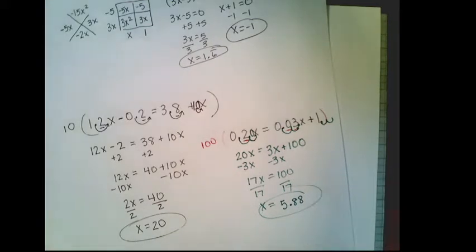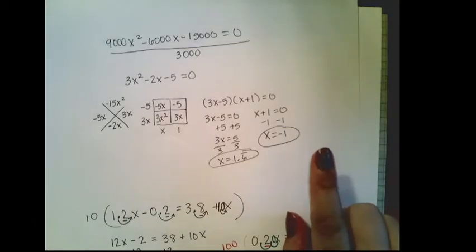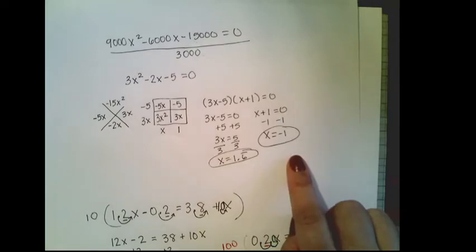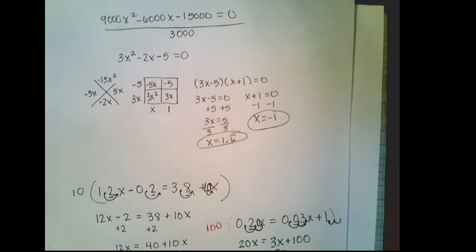So I do have a couple questions just like these on your homework. You will have a parabola one, so you can either use the zero product property or you can also use your quadratic formula. It does not matter to me. And then you will also have a decimal one. So go ahead and try these and let me know if you have any questions.